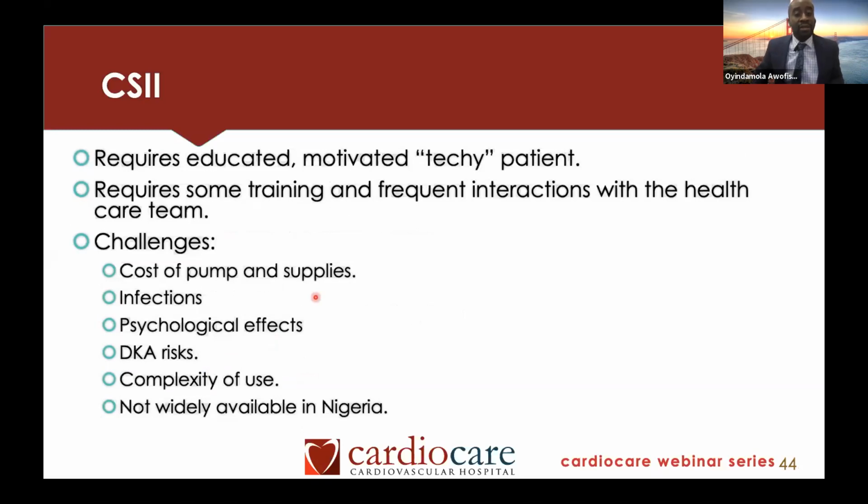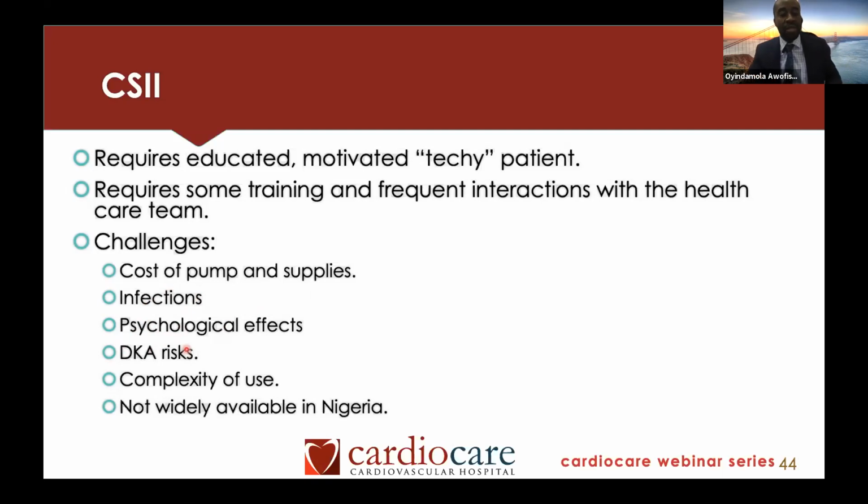It requires an educated, motivated, and techy patient because it's quite technical. It requires some training, actually a lot of training, and frequent interaction with the healthcare team. But sadly, it's very expensive. The device, I know, costs more than 2 million naira if you convert it to naira. Also, there is a risk of infection where the needle of the tube stays in the subcutaneous tissue, usually in the abdomen. Of course, some people cannot deal with the psychology of having something attached and connected to their body all the time. Some people just cannot deal with that.